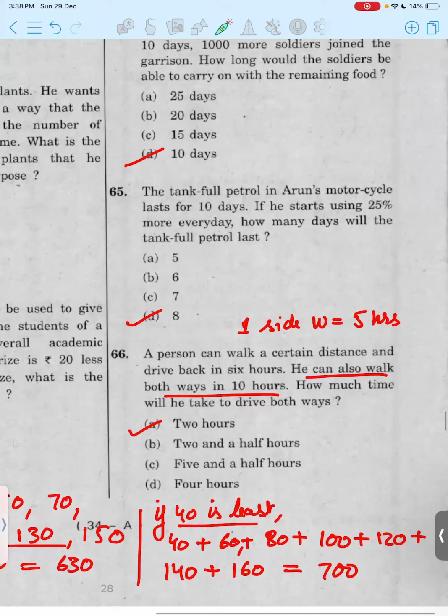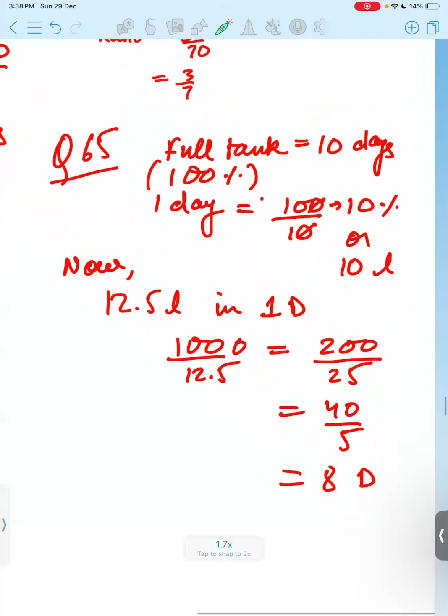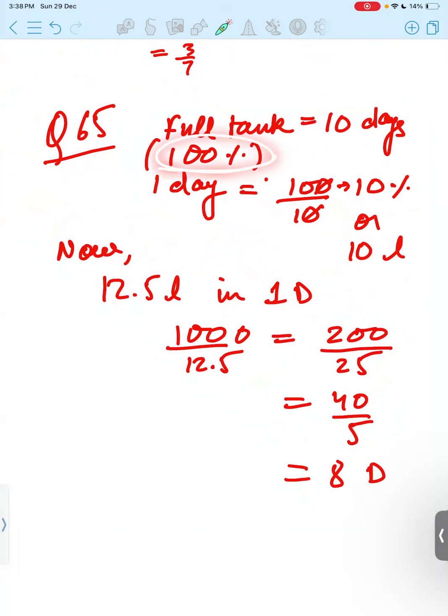In 65, now we see that a full tank of petrol in Arun's motorcycle lasts for 10 days. The full tank lasts for 10 days. If he starts using 25% more every day, how many days will the full tank of petrol last? So for 65, we see the full tank, which we assume is obviously 100%. 10 days it is going to last. So for one day, how much are we using?